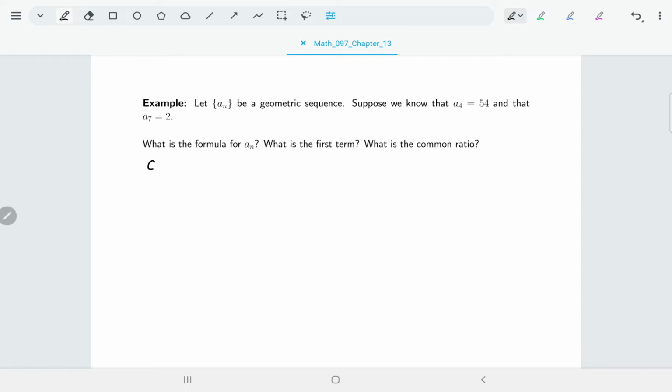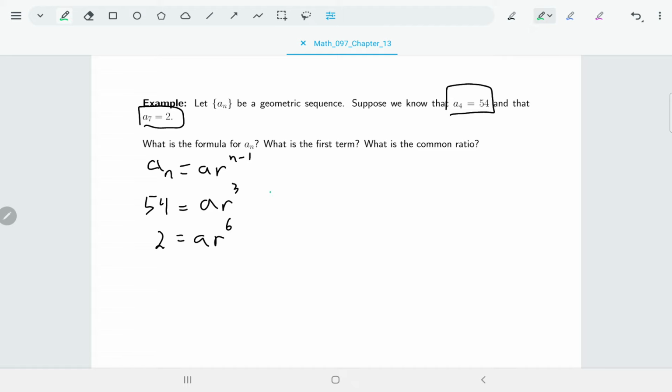If it's a geometric sequence, we know that an would be a times r to the n minus 1. If we know that a4, the 4th term, is 54, then 54 should be a times r to the 4 minus 1, which is r to the power of 3. Since a7 is 2, then 2 should be a times r to the 7 minus 1, which is 6. So you've got 2 equations, 2 unknowns.